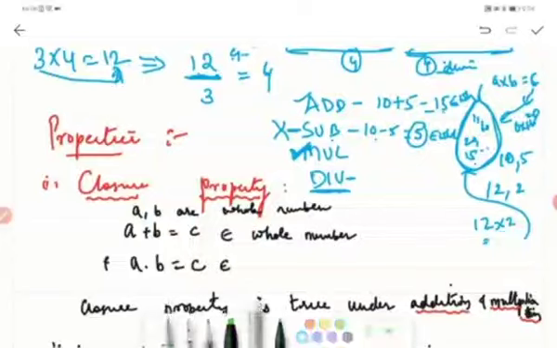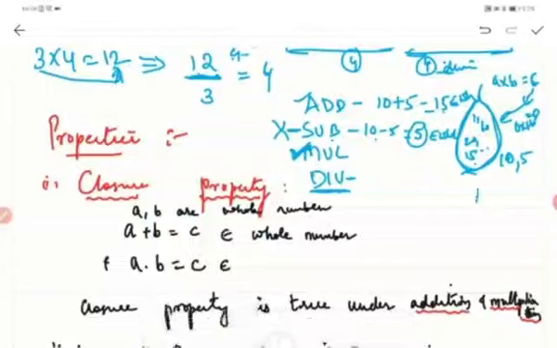Let us check. Okay, let me take 10 and 5 first. Fine. So division is what? 10 divided by 5. You will get how much? 2. Okay, this belongs to whole numbers. Fine, this is true.